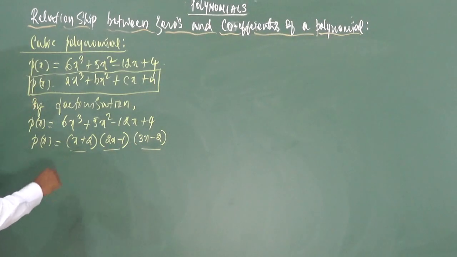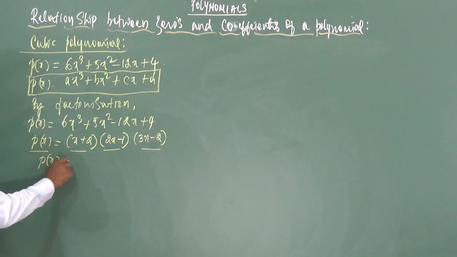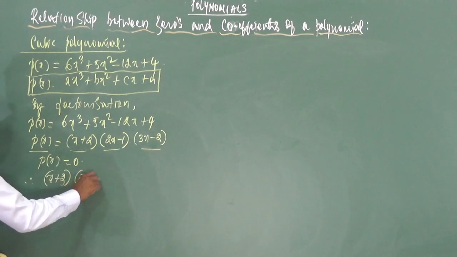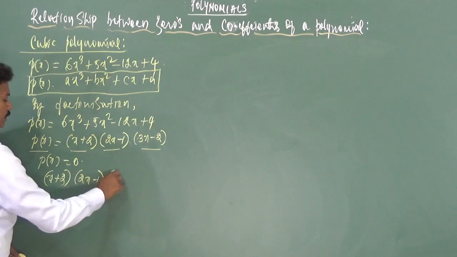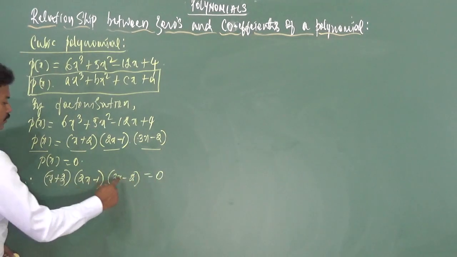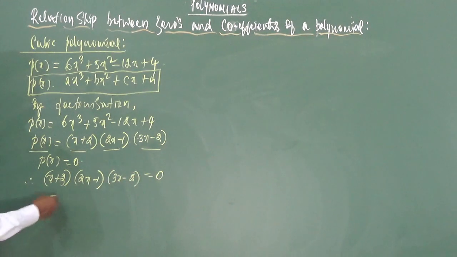As we are finding the zeros of the polynomial, we have to make p of x equal to 0. So therefore x plus 2 into 2x minus 1 into 3x minus 2 will be equal to 0. So if this into this is equal to 0, then all the 3 should be equal to 0. We have to equate them.